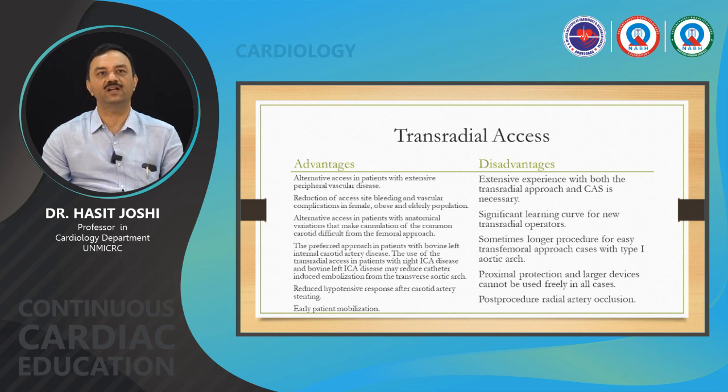Transradial access advantages are its reduction in access site bleeding, and it is a preferred approach when there is a bovine left internal carotid artery. The catheterization of the left internal carotid artery is easier from the right radial artery in this. However, the sheath size which can be used is 6 or 7 French at the most, and hence proximal protection or larger devices cannot be used, or in case there is a thrombus formation.